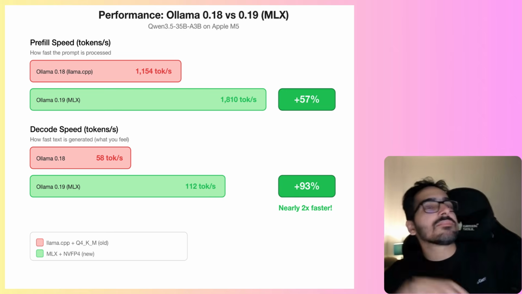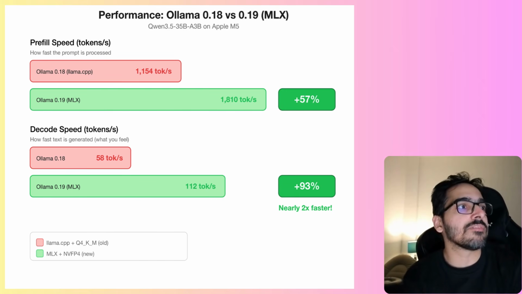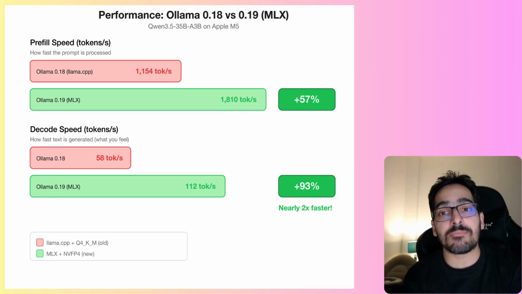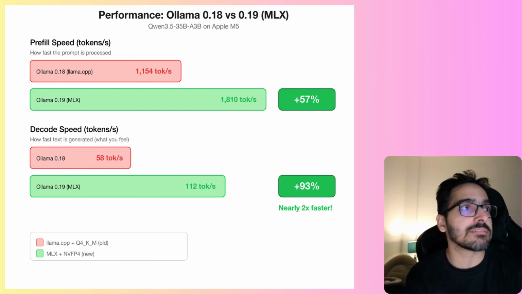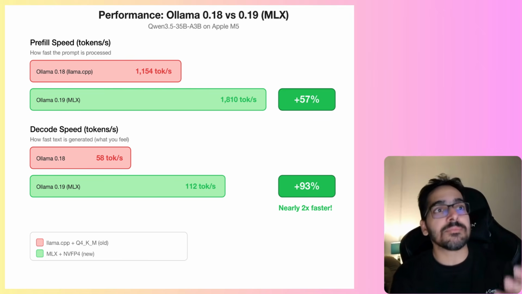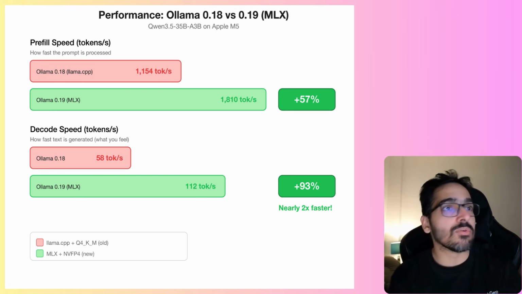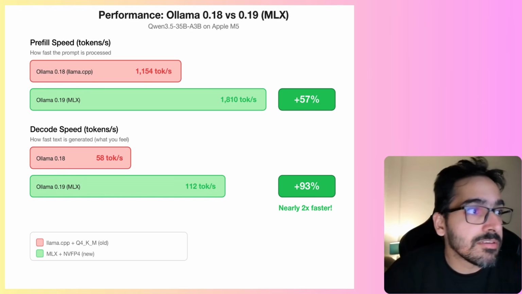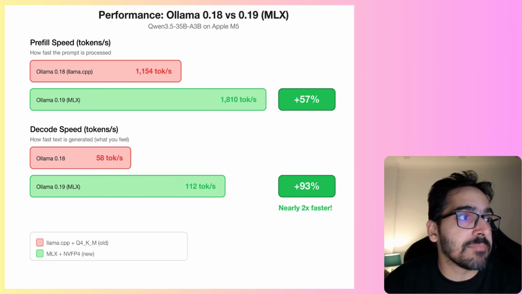So again, something which is taken from the blog itself in a different representation on their Apple M5, although we will demonstrate everything on Apple M1 Max. But you can see the decode speed nearly 2x faster using the MLX and NVFP4.